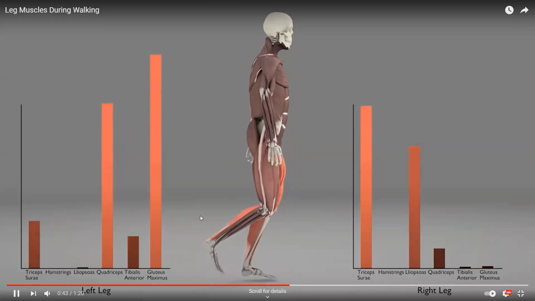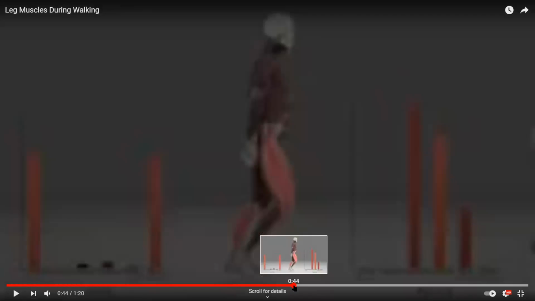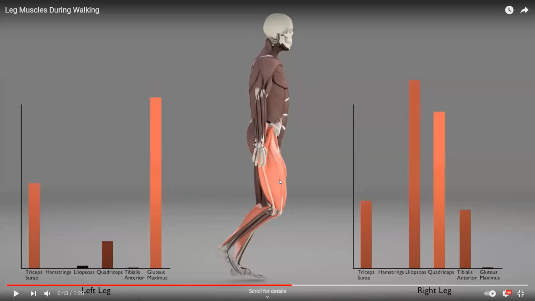Let me get it a little bit closer. Now, let's stop here. Okay, let's still look at the right leg. Let's see if I can back this up a tad. Well, no. Yeah, there we go. Okay, so now we're in mid-swing on this side. We're in swing on the right side.